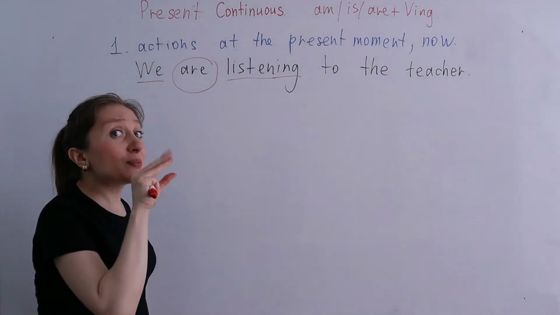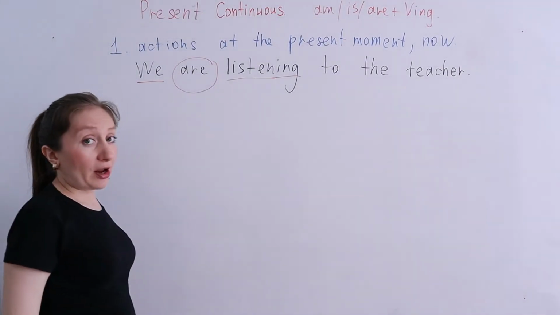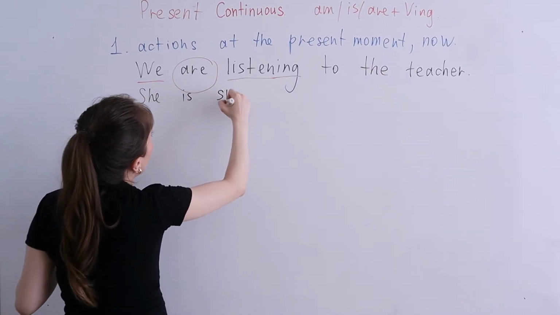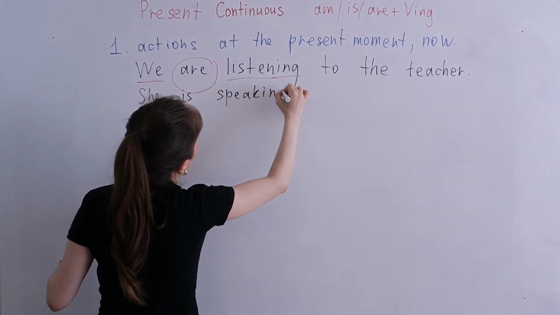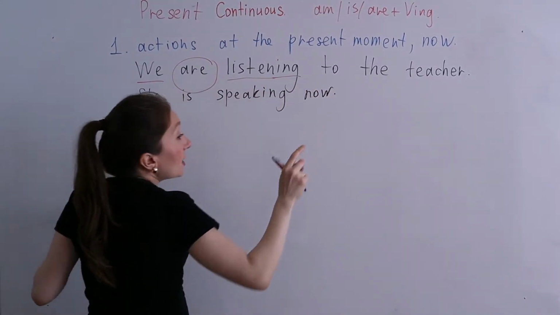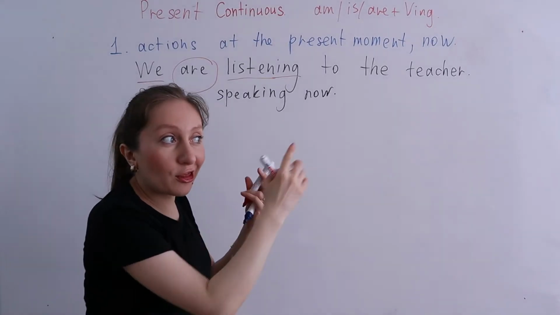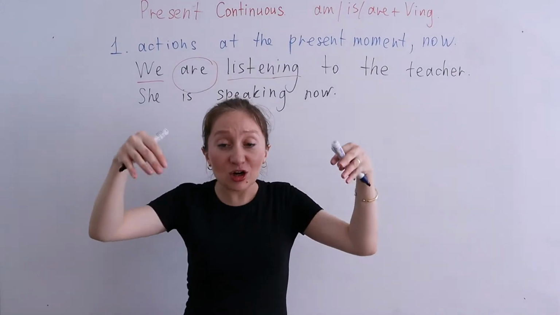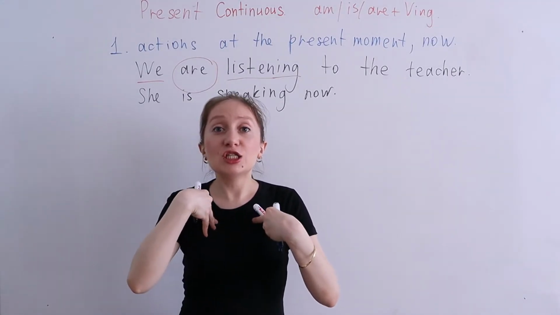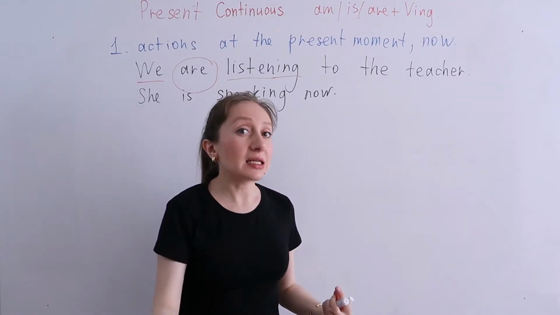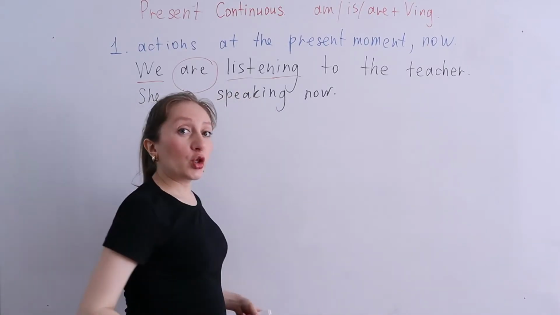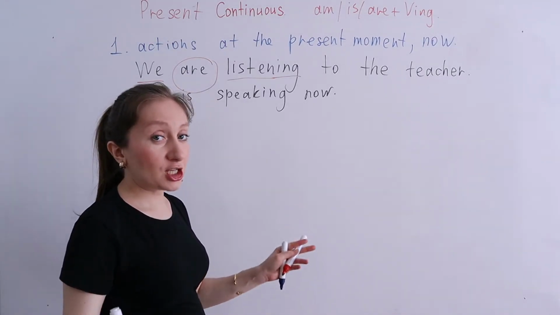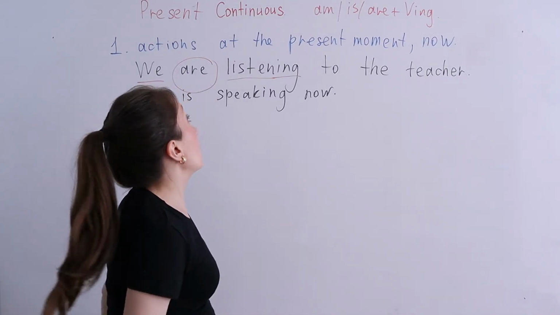She is speaking now, right? Right now, you see, you hear that she is actually speaking, right? The action happening right now. I am speaking. You are listening. I am writing. You are reading, right? So, very easy. Action going on at the present moment.